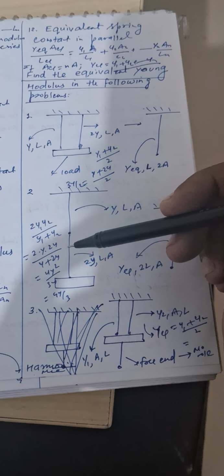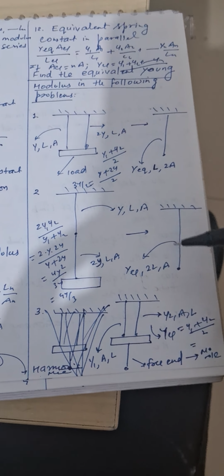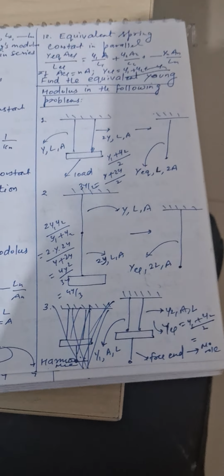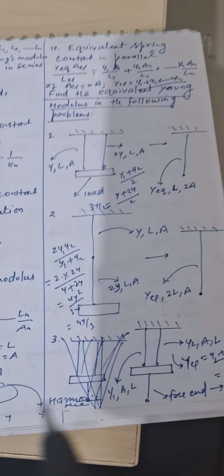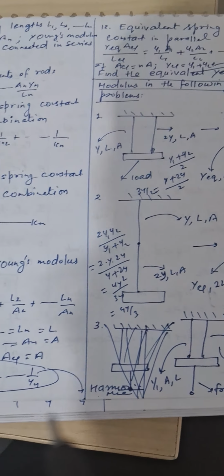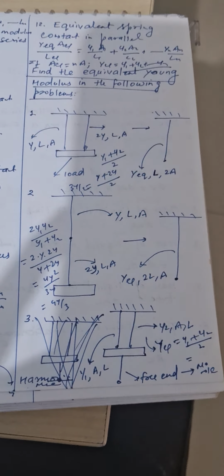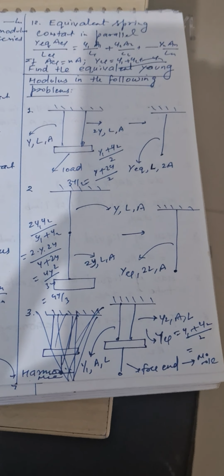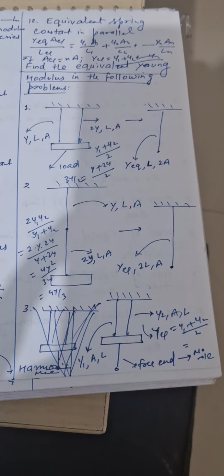Next is we have a series combination of rods, and the equivalent rod is assumed to be of length 2L. Then under that condition, the equivalent Young's modulus comes out to be 4 by 3 Y. In the next question, there are two wires in parallel and one is free. So the free wire makes no contribution. So Y equivalent is equal to Y1 plus Y2 by 2.